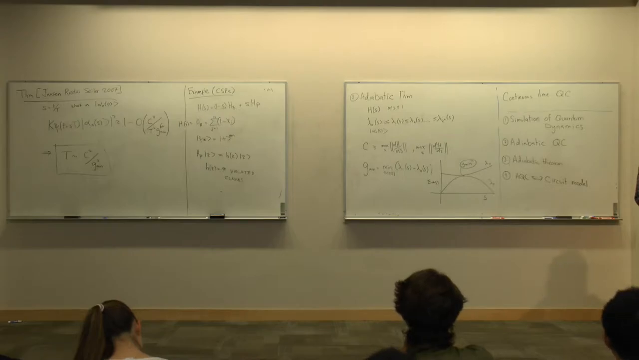Are there any examples of H_B and H_P where the straight line homotopy has a very small gap, but if you went some other way, you would have a large gap?